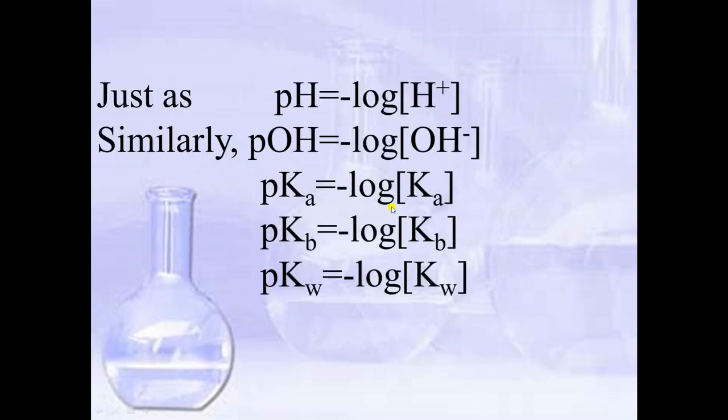Now when we write the equation of pH, we write it is equal to minus log of H positive concentration. In the same way, pOH will be equal to minus log of OH negative concentration. pKa is equal to minus log of Ka. pKb is equal to minus log of Kb. And pKw is equal to minus log of Kw. So these are the formulas which you should know.